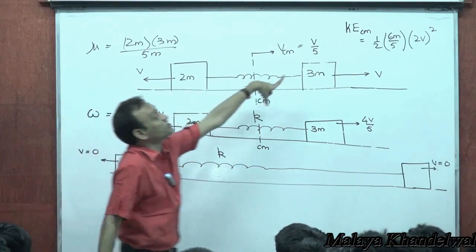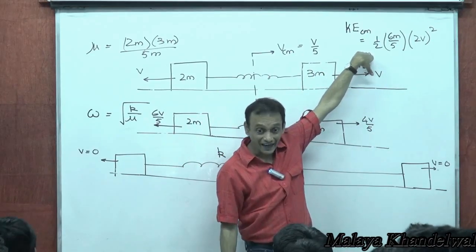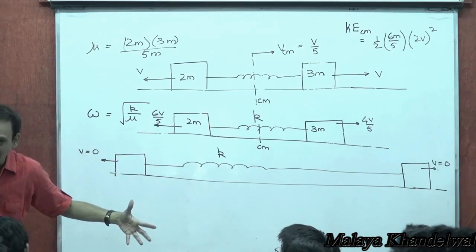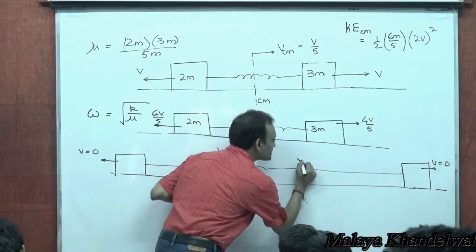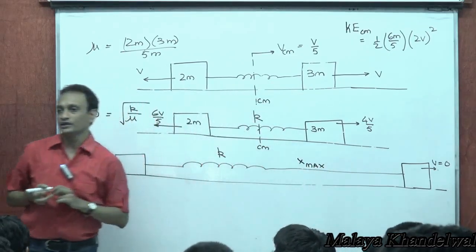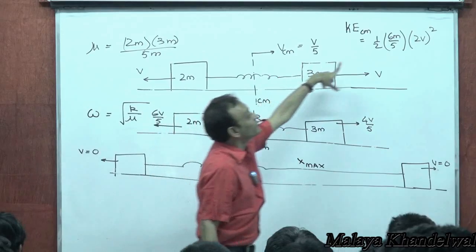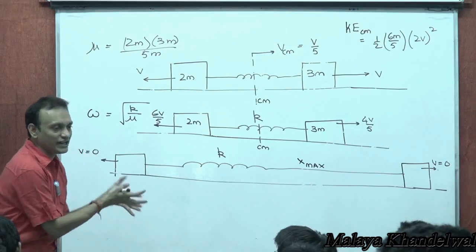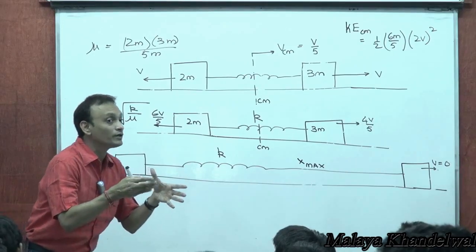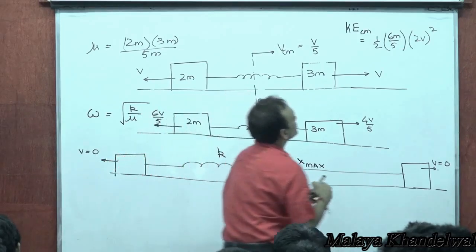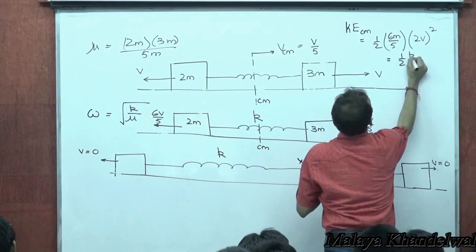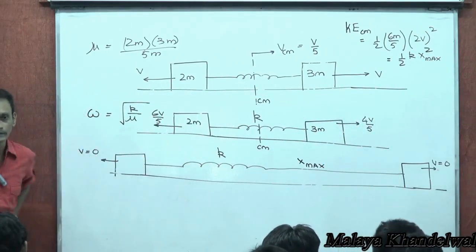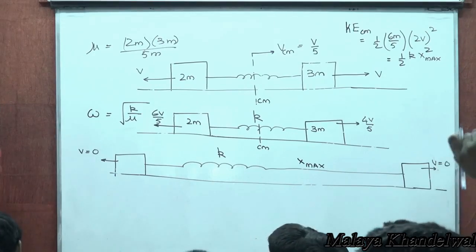So, change in kinetic energy is minus of this. Right? Where does it go? It goes towards potential energy of the system. Which means, if x max is the maximum elongation brought about, then this amount of change of kinetic energy reflects as change of elastic potential energy in the spring, applying work energy theorem with respect to the center of mass. So this is half k x max squared. Yes or no? Right?